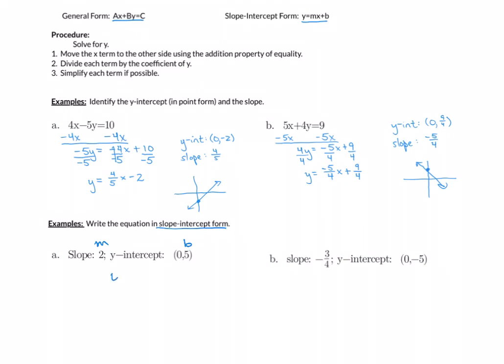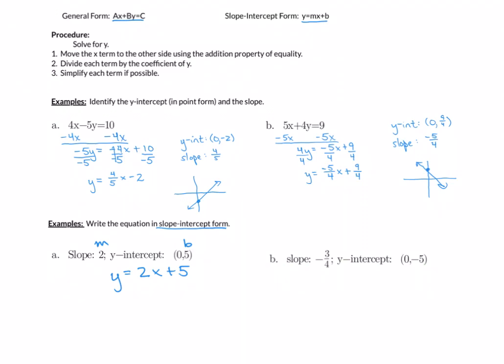So we get y equals 2x plus 5. We replace m with 2, we replace b with 5. And you're done. Don't make it any harder than that.